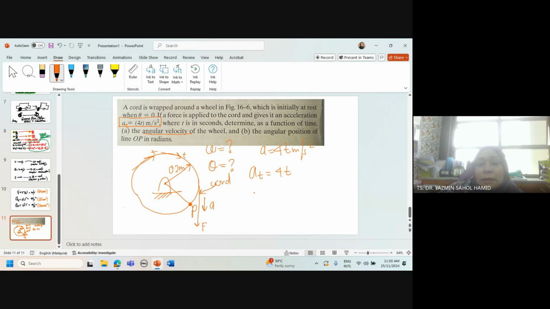AT sama dengan 4t. Apa formula AT? Formula AT sama dengan alpha R. Ingat tak? Atar. AT sama dengan alpha R. Dan kita tahu AT sama dengan 4t. So 4t sama dengan alpha R. R adalah apa? R adalah 0.2. So bermaksud alpha sama dengan 4t bahagi 0.2. 4t bahagi 0.2 berapa?